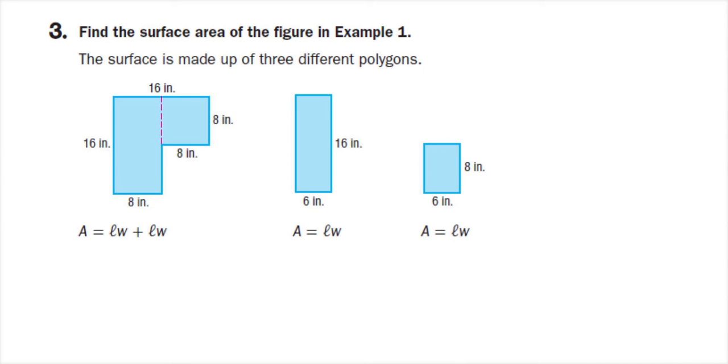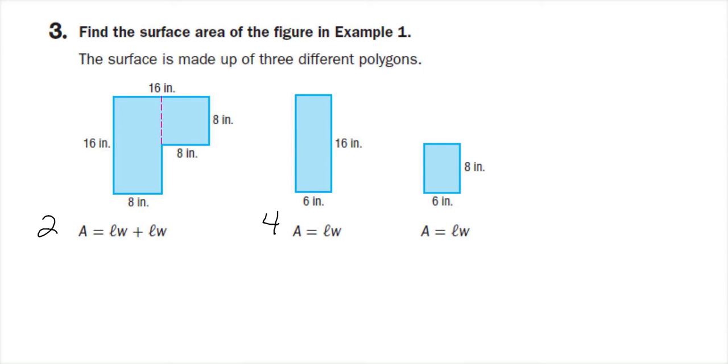So first we have the L shape. How many L shapes do we have? We have 2, right? So we're going to need 2 of these. Okay? Then we have the little thin part there, which says it's 16 by 6. So that would be the front, the back, and the bottom, and then the sides. So we have 4 of those.